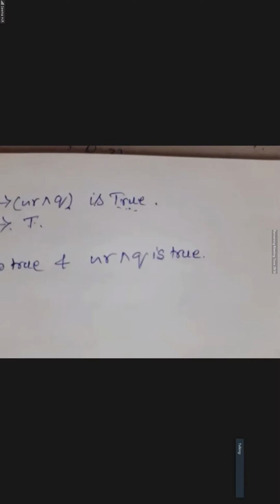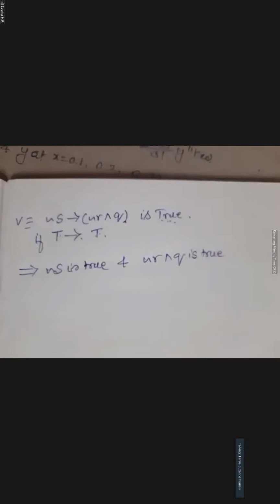Okay. Do you agree with me? Yes, ma'am. Okay. So this is the conjunction again. So this implies negation of R and Q is true. So this is the conjunction. By data, Q is true.